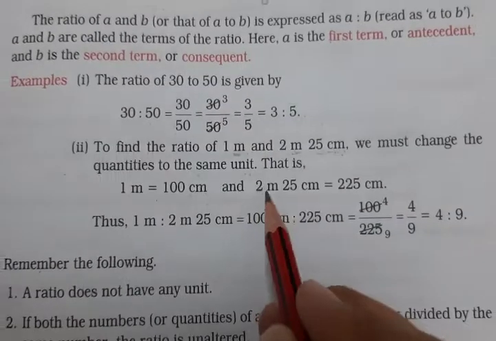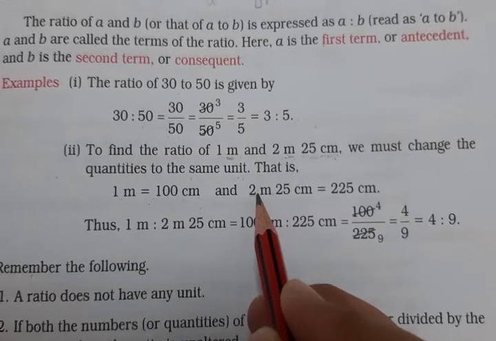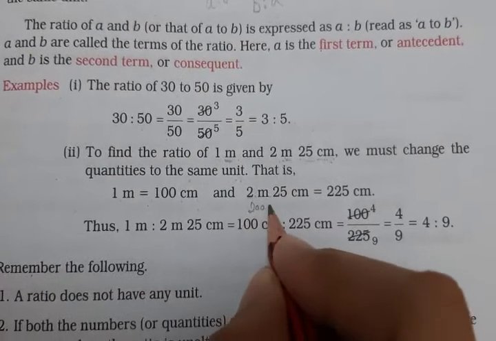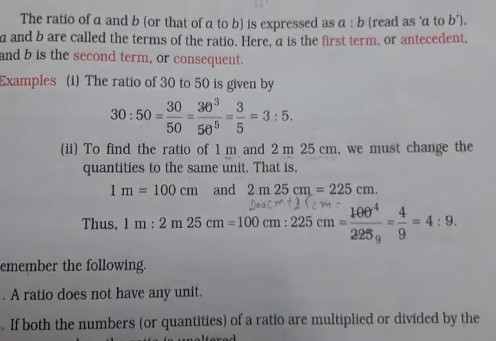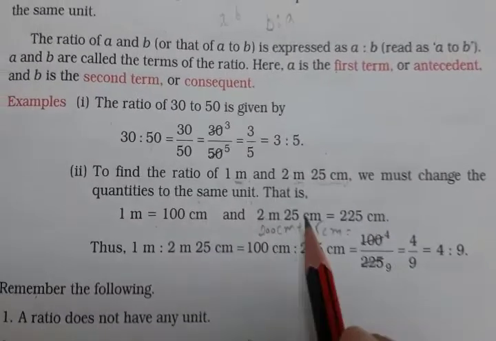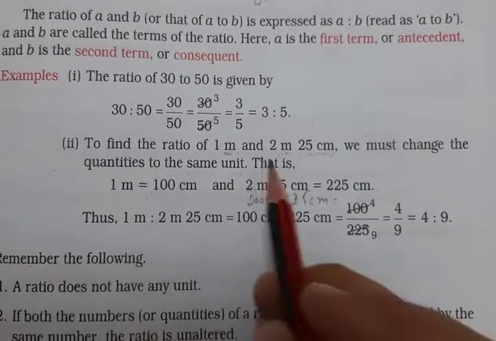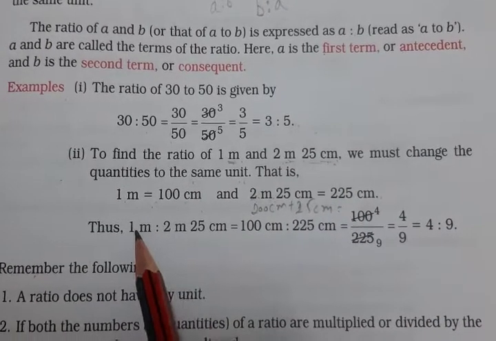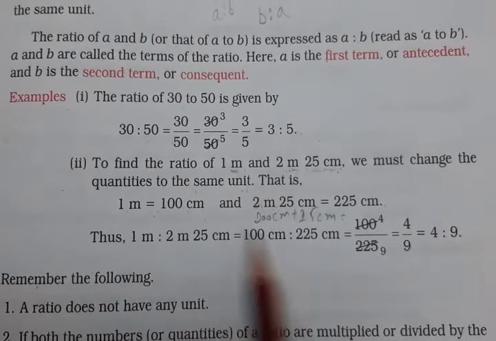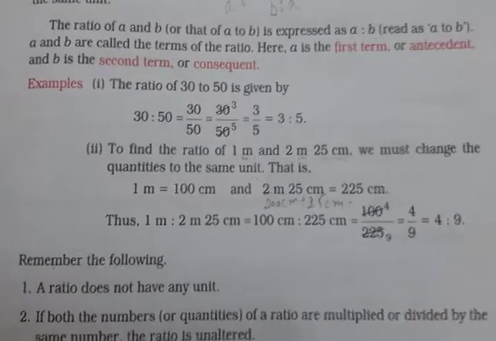Now how to change this? 1 meter is equal to 100 centimeter. That means 2 meter is equal to 200 centimeter plus 25 centimeter. In the previous class you already did this. Now how will we write? That is 225 centimeter. Now to find the ratio, 1 meter is 100 centimeter per 225 centimeter. Firstly we will write this as a ratio, after that cut it, and this is our answer.